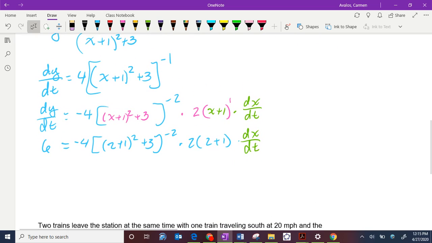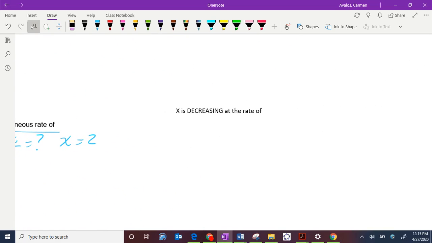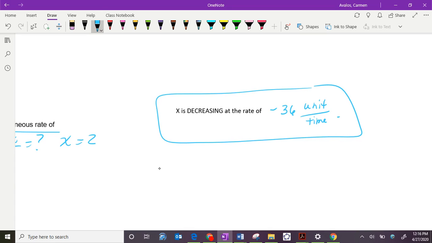Okay, so the next thing we want to do is multiply it out because it's just numbers, and then move it to the other side. It turns out that we end up with negative 864 over 24 is equal to dx/dt. So we have to write a sentence for it. In this case, x is decreasing, because it's negative, at a rate of negative 36 units per whatever time. And that is your answer.